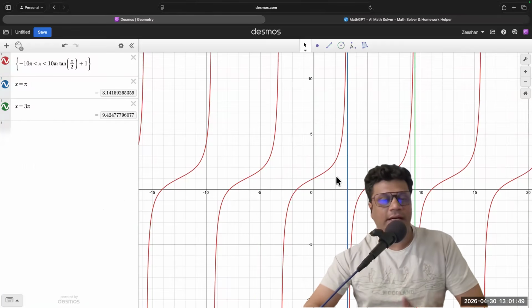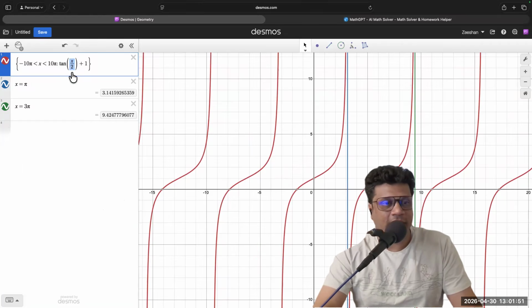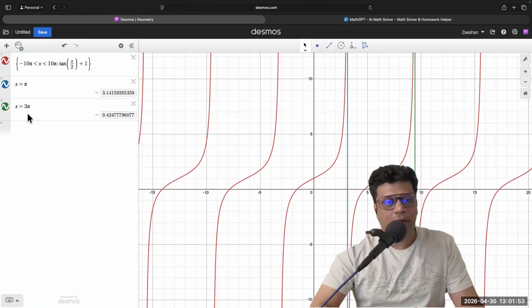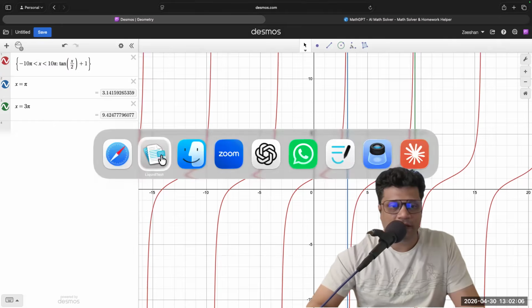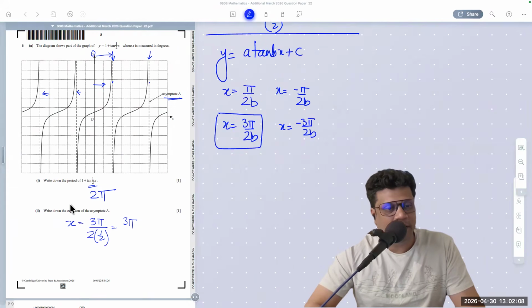So when you sketch this curve, tan of x by 2 plus 1, you'd see that the blue one is the first asymptote. There it is. And the green one is the second asymptote, x equal to 3 pi. That's the one they asked for in here, the second one.